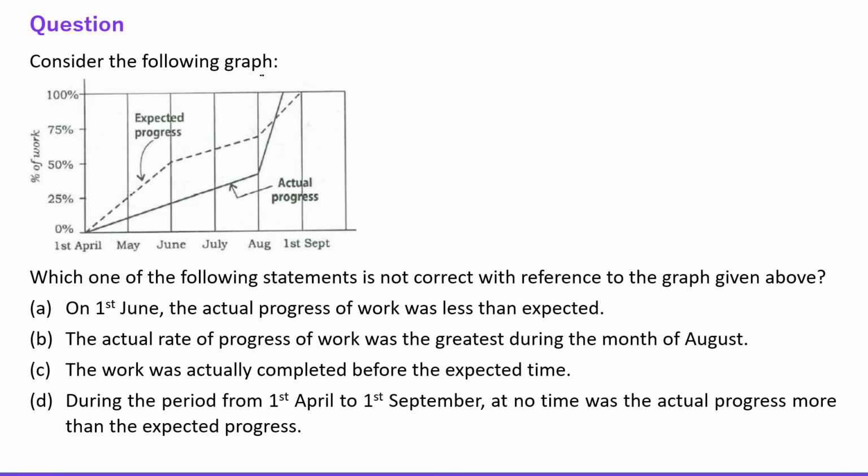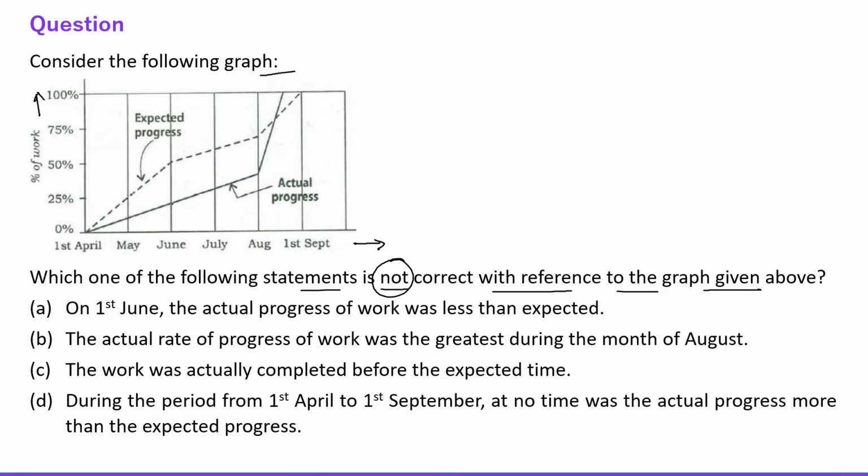Next question says, consider the following graph. Here in the x-axis we have time and in the y-axis we have percentage of work. Question is, which one of the following statements is not correct with reference to the graph given above? First statement, on 1st June the actual progress of the work was less than expected. On 1st June, this is the expected progress and this is the actual progress.